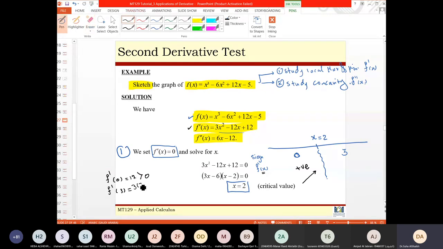This will be 3 squared minus 12 multiplied by 3 plus 12. This will be 3 times 9, which is 27, and this will be 36, and this will be 12. How much is this? Minus 15. Positive or negative? 3 or minus 15? Huh? 3.